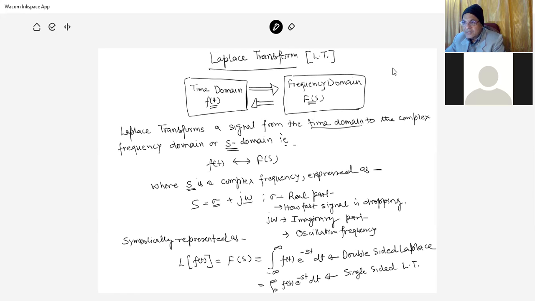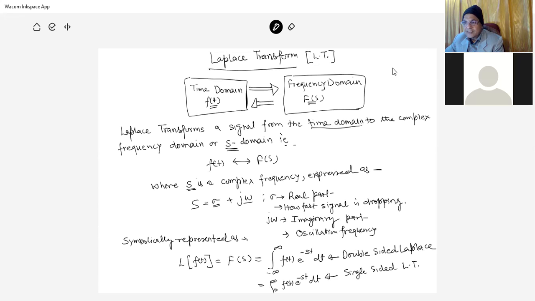The sigma is the real part, and this gives how fast the signal is dropping. Signal is dropping means attenuation, that is concerned with the real part. The imaginary part j omega is the oscillation frequency. This gives the oscillation frequency of the given transform.